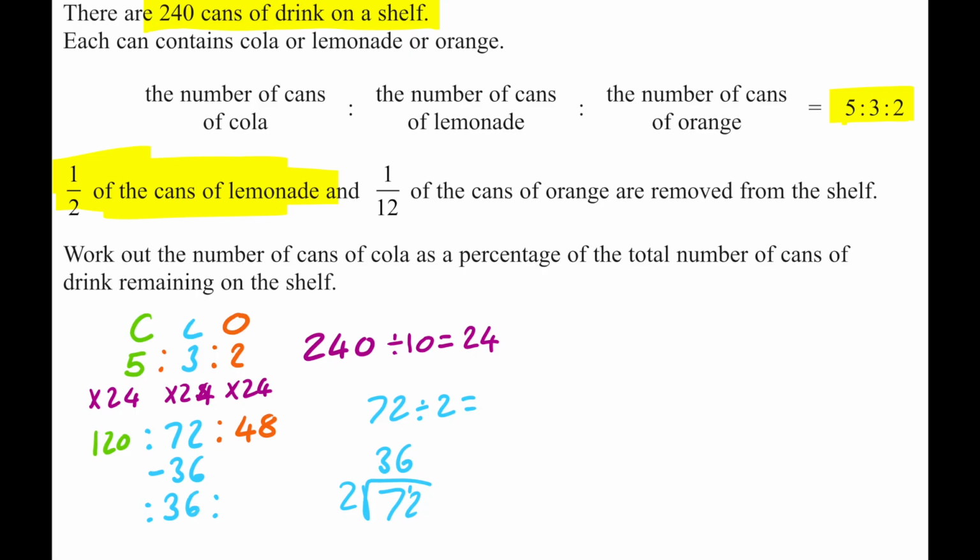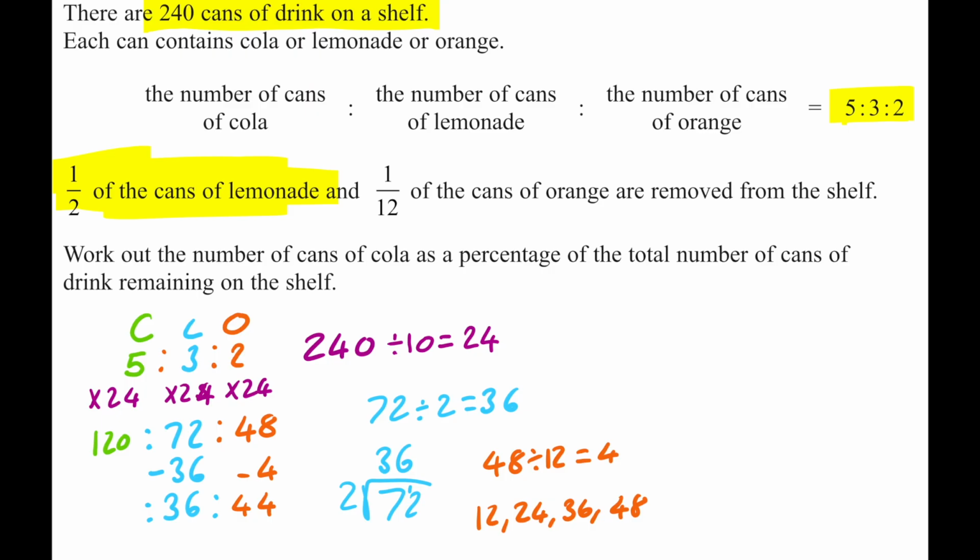I'm now going to go on to the orange. So 1/12 of the cans of orange are removed. So we then need to find what 1/12 of 48 is. And we do that by doing 48 divided by 12. I'm going to count in 12. So 12, 24, 36, 48. So that then gives you 4. So 4 are removed from the shelf. And when we take 4 from the shelf, you then get 44.